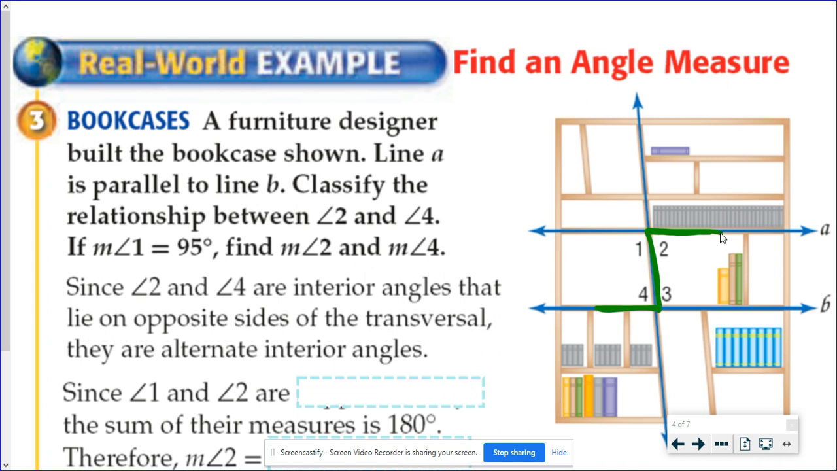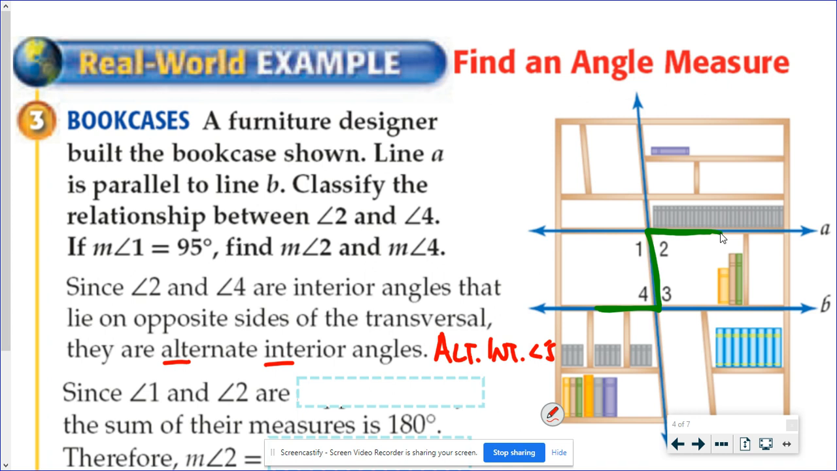Now, I didn't talk about abbreviations, and I should have, but when I say alternate interior, I usually just do alt-int. Alternate interior angles. For alternate exterior, I would do alt-ext. And then corresponding is just CORR.